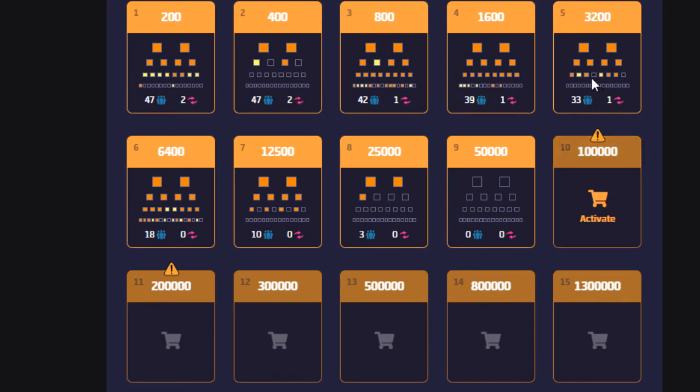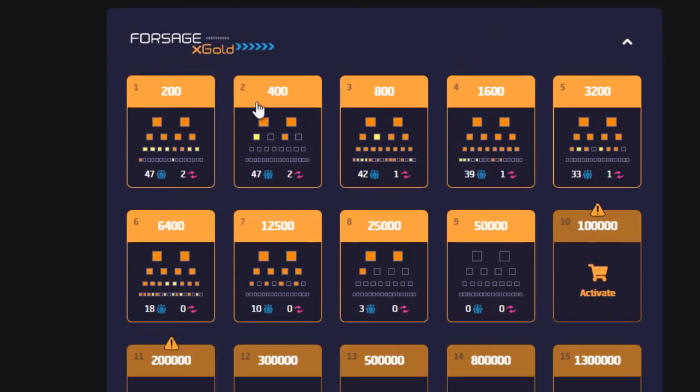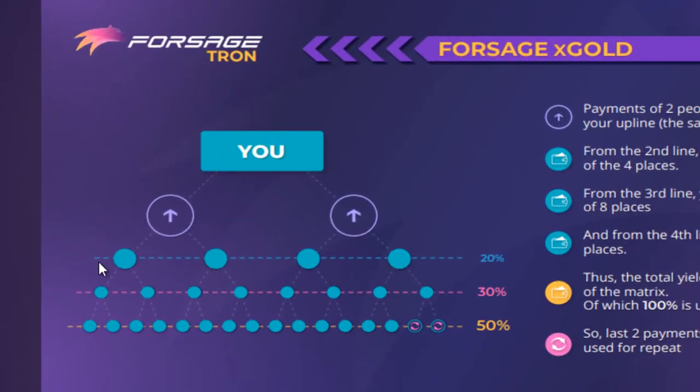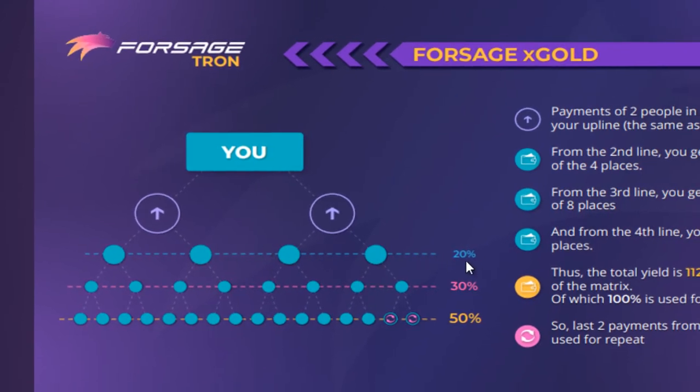So in a nutshell, I said once again that you earn 20% on your first line. On the second line, the first line made up of 2 persons, you earn nothing. The second line pays you 20% on each of the entries here, while you earn 30% on each of the entries here, and you earn 50% on the entries here. So guys, this is massive.